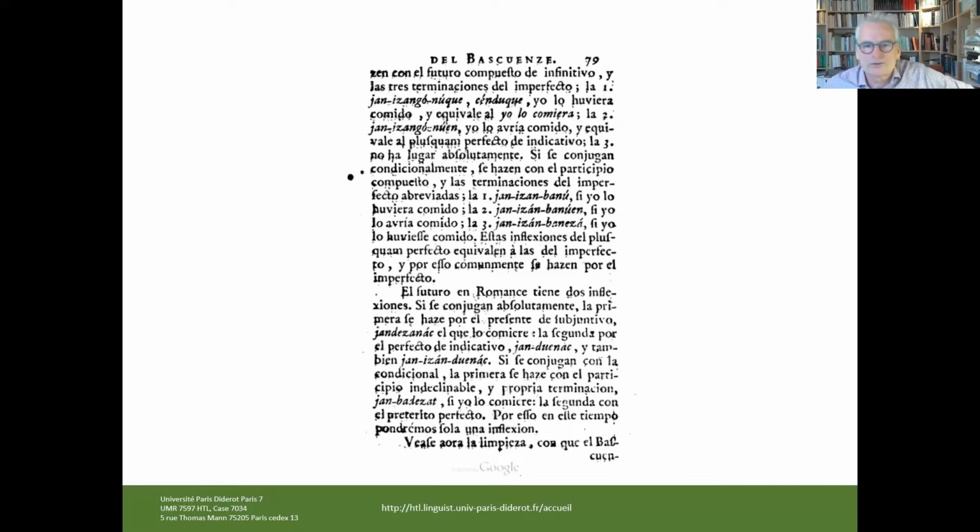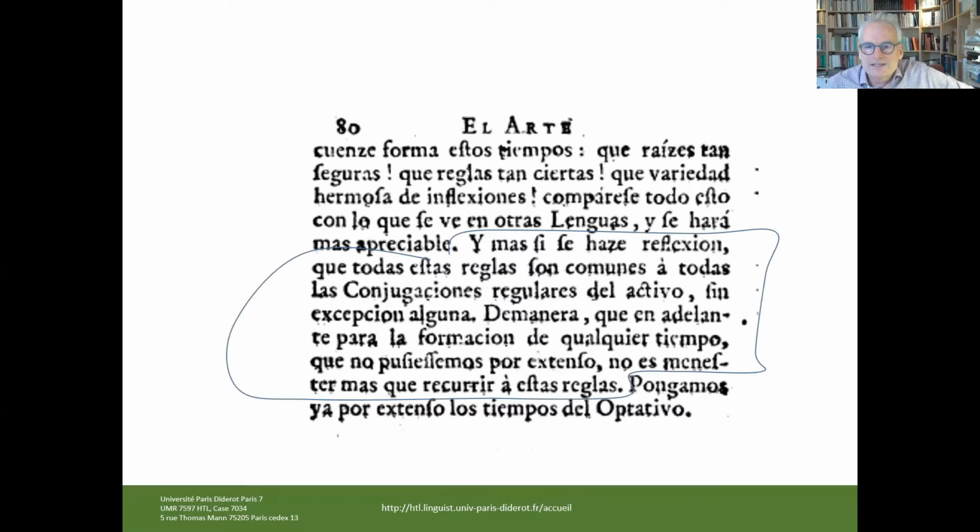It occurred also in other grammars. And here you find again, y más si se hace reflexión, if you really think about it, que todas estas reglas son comunes a todas las conjugaciones. So when do you have a rule? You have also, they are universal. And actually in this case, there's no place for irregularities. Regla must be común for all the conjugations.